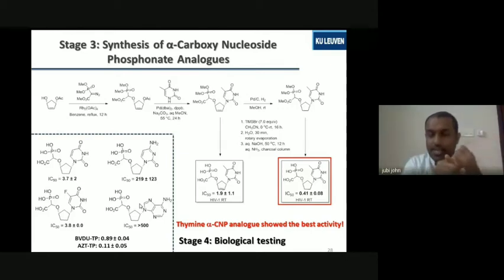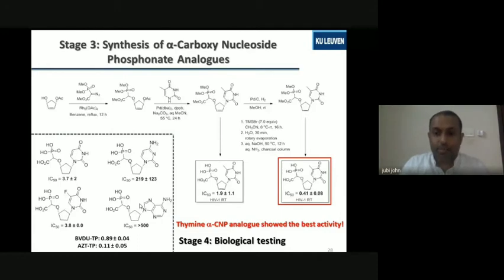The first stage was identification of the target, which is the reverse transcriptase enzyme. The second is we have to design an inhibitor for this enzyme. We designed it. The third stage is we synthesized the inhibitor. And the fourth stage is biological testing of this inhibitor.